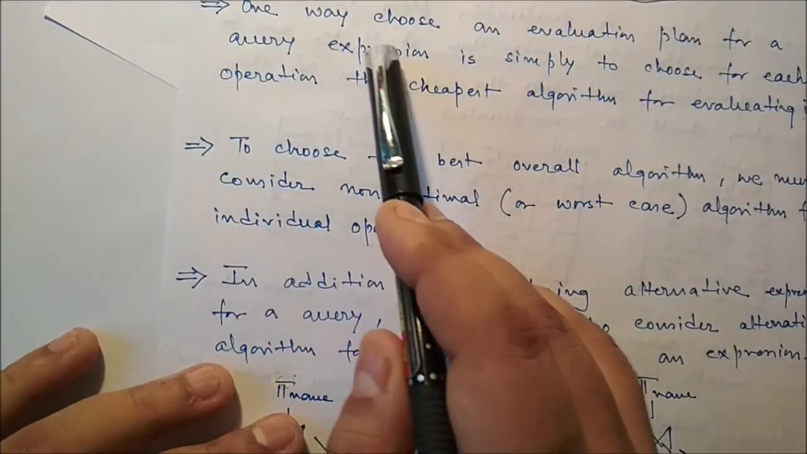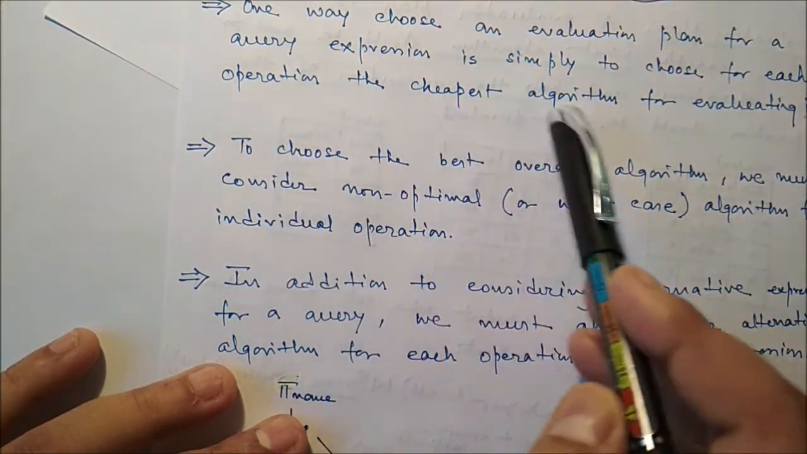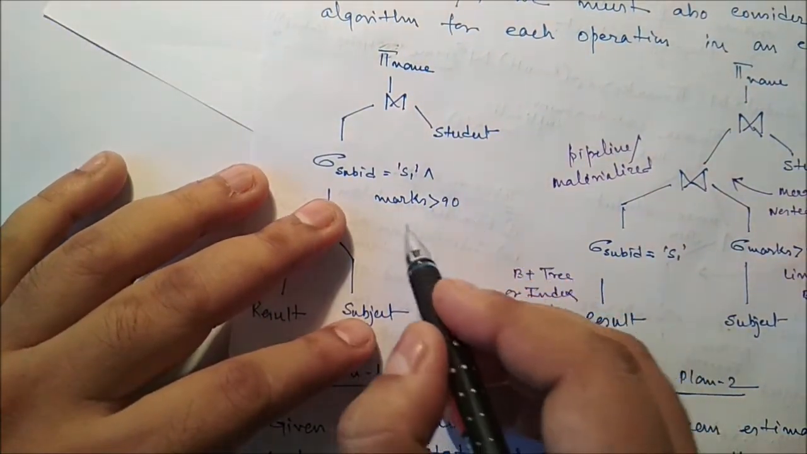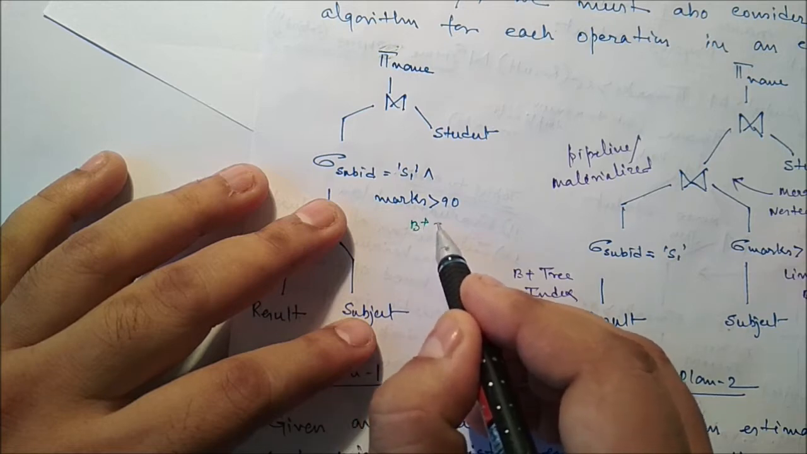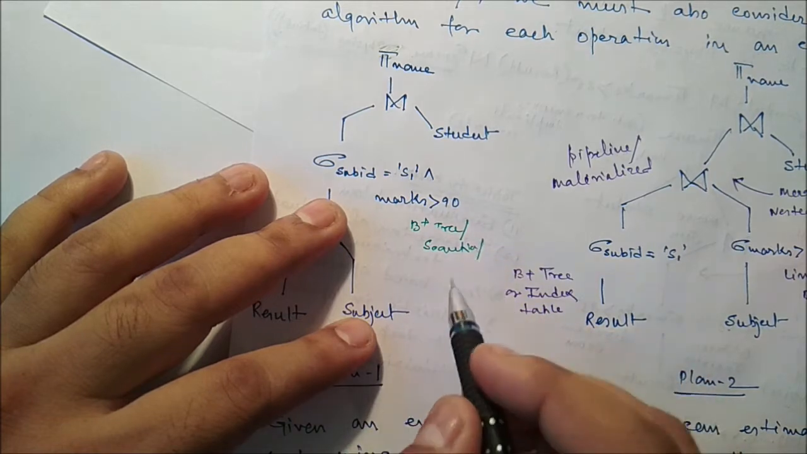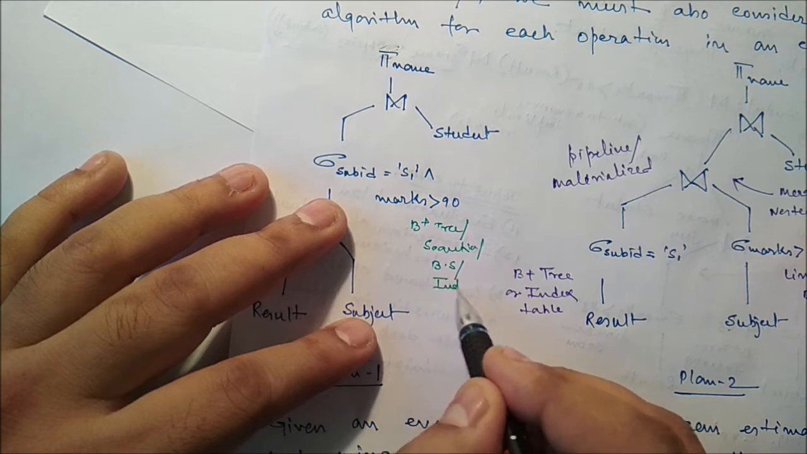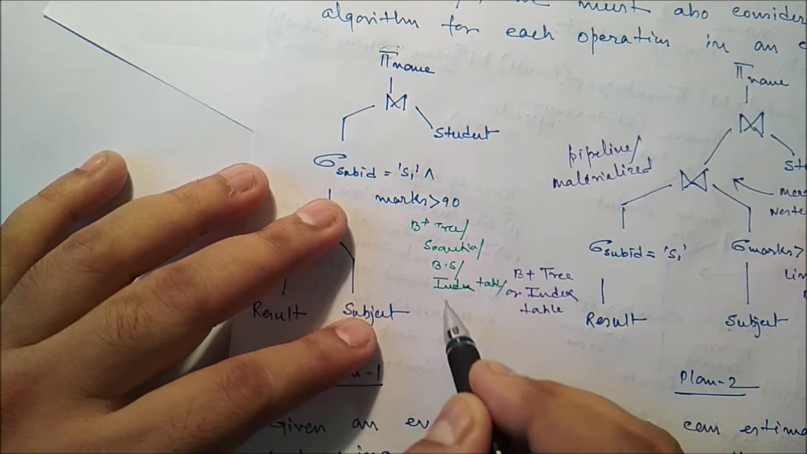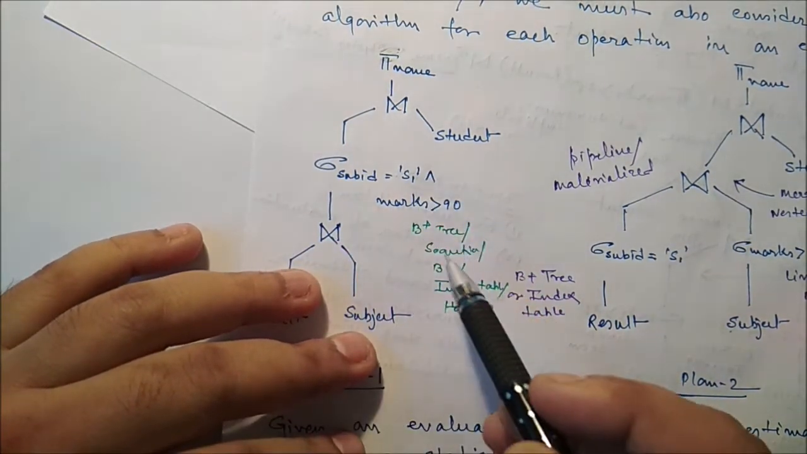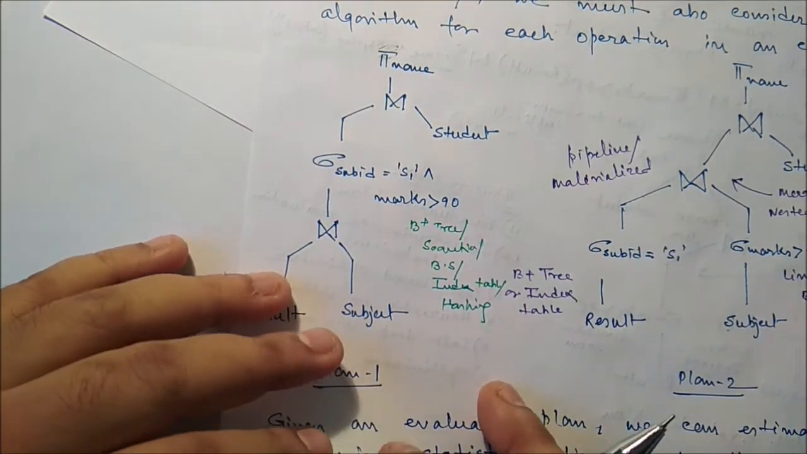One way to choose an evaluation plan for a query expression is simply to choose, for each operation, the cheapest algorithm for evaluating it. Now here a selection condition is there. The techniques we may use are a B plus tree, sequential search, binary search, or an index table. We may use hashing. So various techniques can be used to implement the selection condition. Now we have to take the best one, the cheapest one.